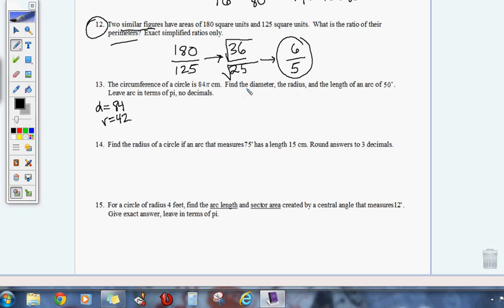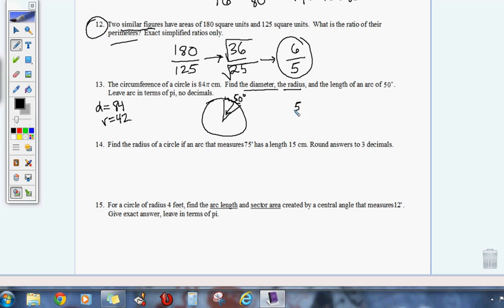Find the diameter, find the radius, and then find the length of an arc of 50 degrees. So here's the deal: if this is my circle, and I have my central angle here, and this is 50 degrees, so 50 degrees is the central angle.